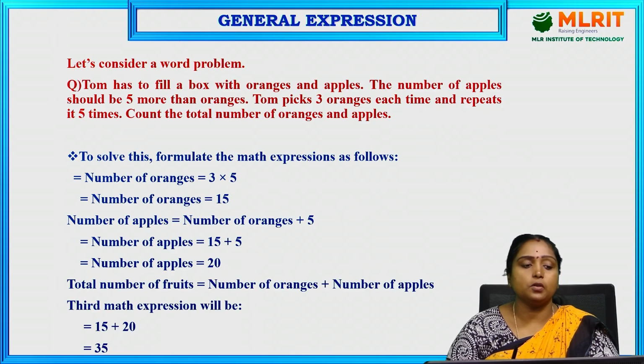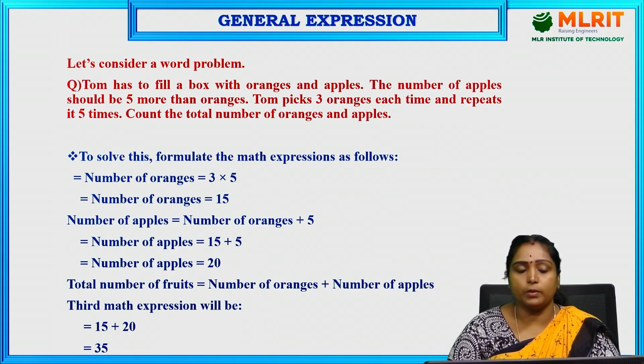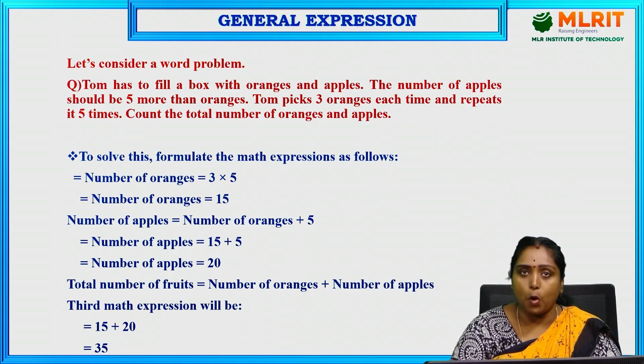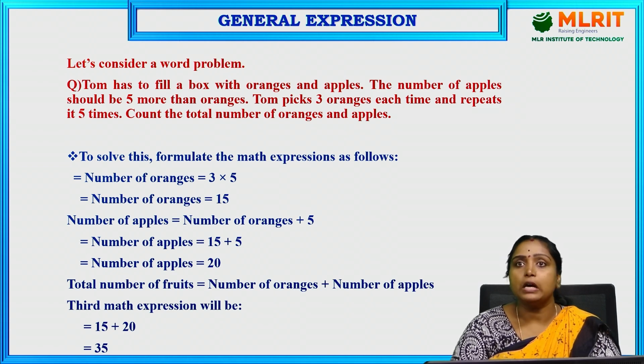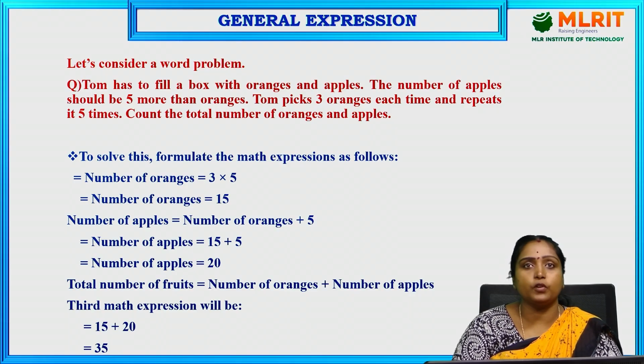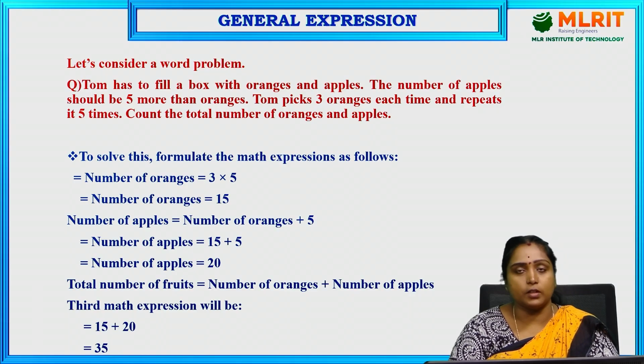Let us consider a small word problem. Tom has to fill a box with oranges and apples. The number of apples should be 5 more than oranges. Tom picks 3 oranges each time and repeats it 5 times. Count the total number of oranges and apples.